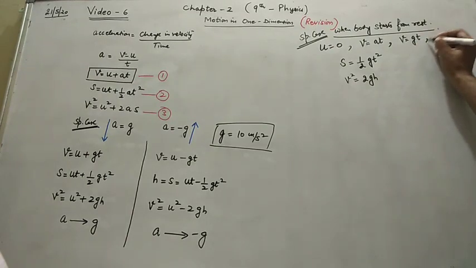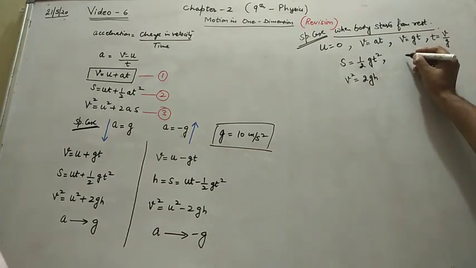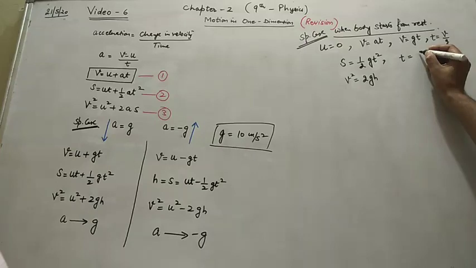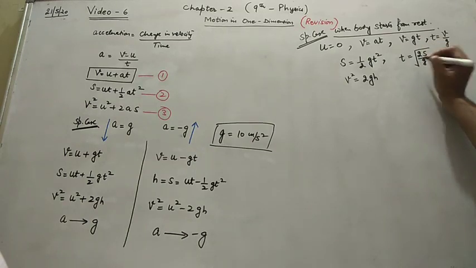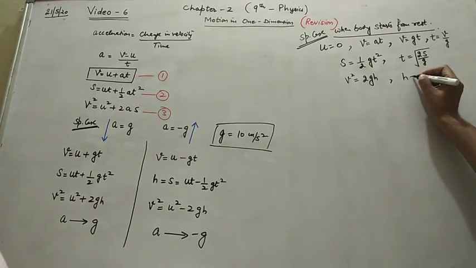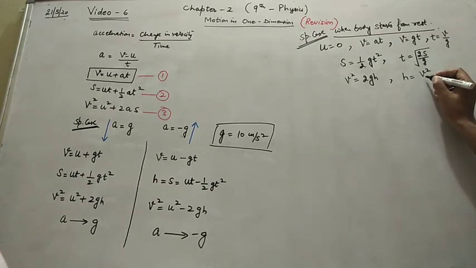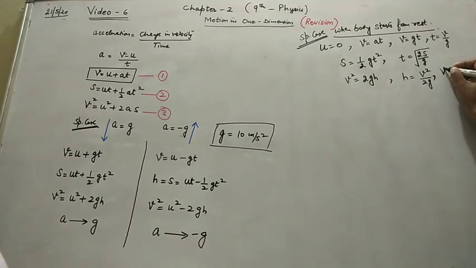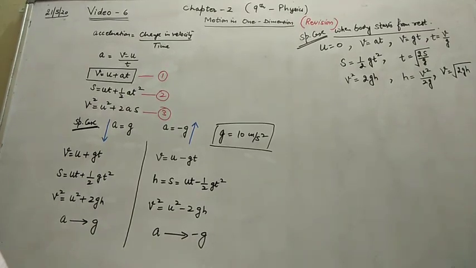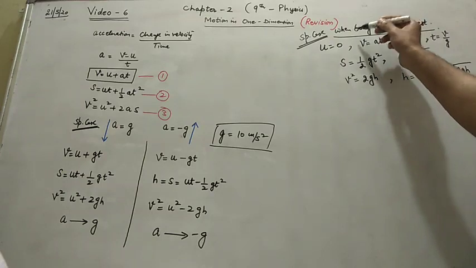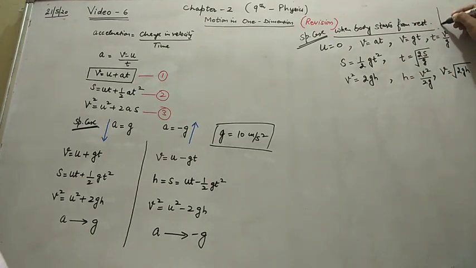By rearranging, you will get other formulas. t is equal to v upon g. Here t is equal to the square root of 2s upon g, and simply h I can get from this as v square upon 2g, and even v I can get by taking the square root of 2gh. This is when the body is coming vertically downward.